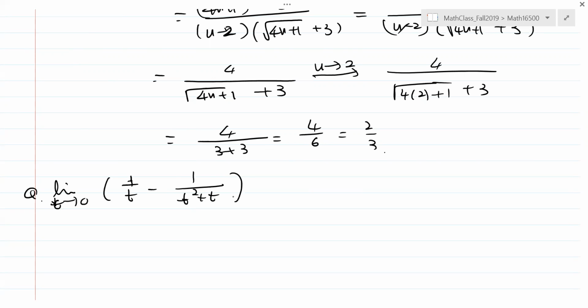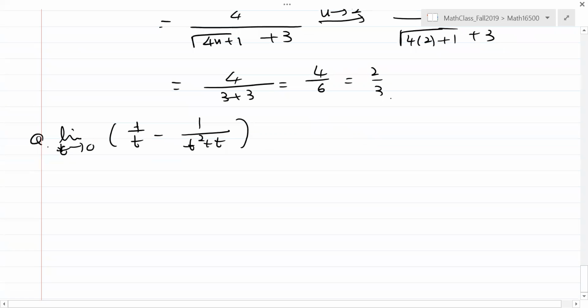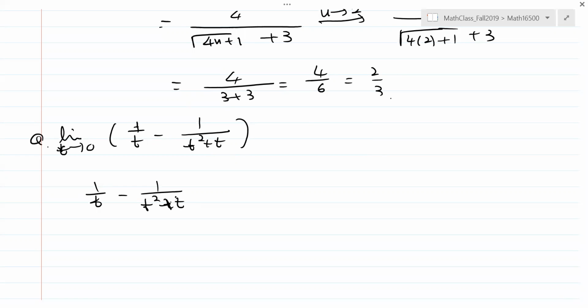Right, are you done? I gave enough time to work out this problem. Now, here is the difference of 2 terms, right? When you plug 0 for t into those terms, you get 1 over 0, which is not defined. So now let's combine it.